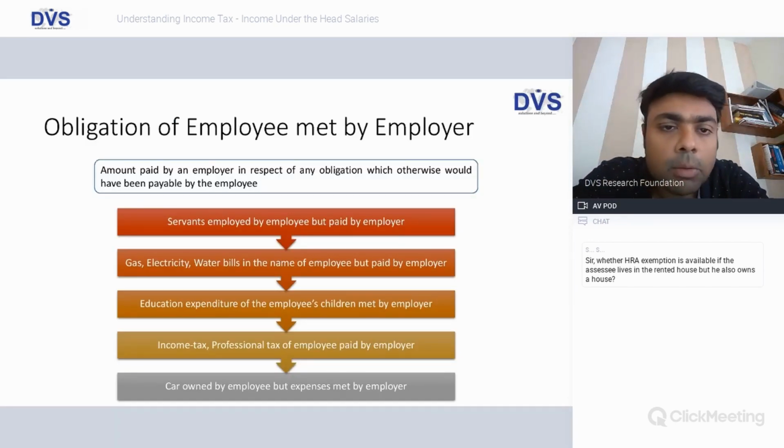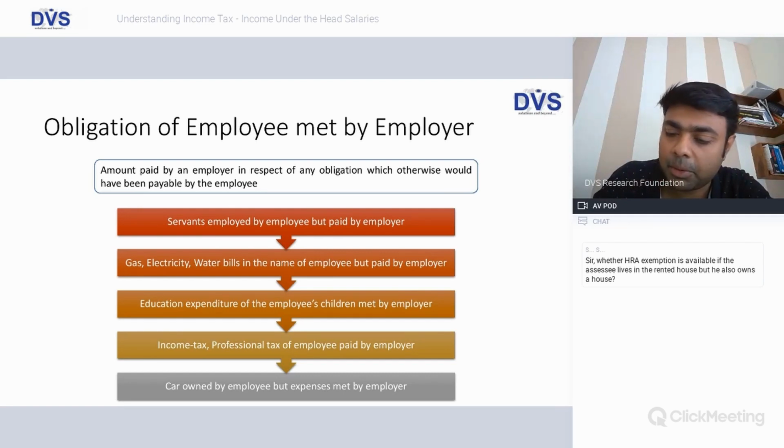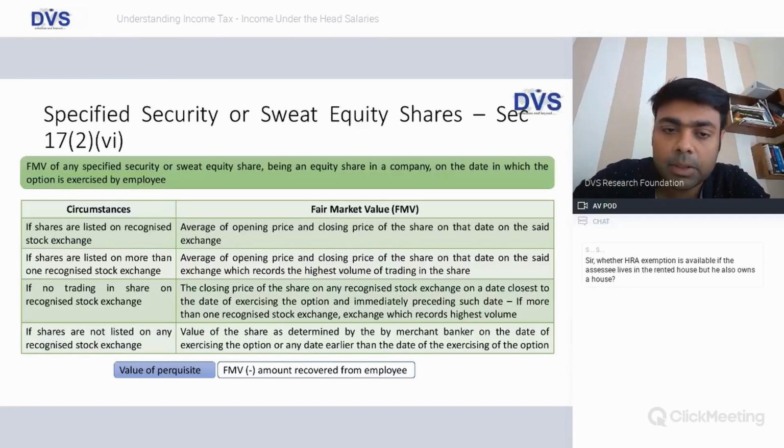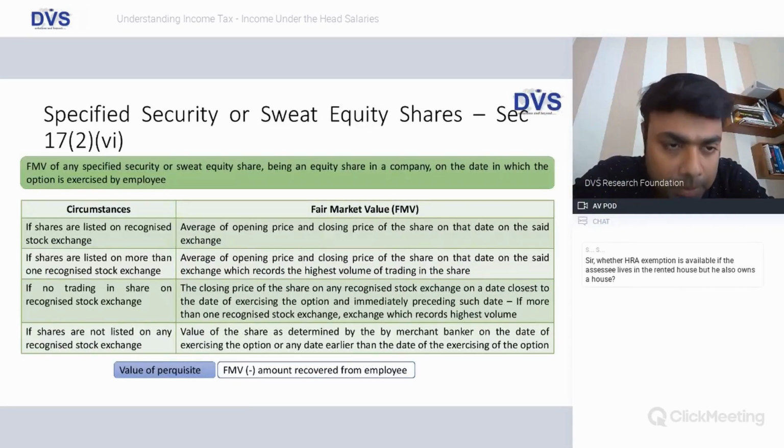Next, an obligation of an employee met by the employer is a fully taxable perquisite. Classic examples: any reimbursement of personal expenses, kids' education, payment of taxes, a car owned by the employee with insurance, maintenance, and all paid by the employer, servant costs paid by the employer. Automatically, any reimbursements will be fully eligible for taxation. Next, ESOPs.